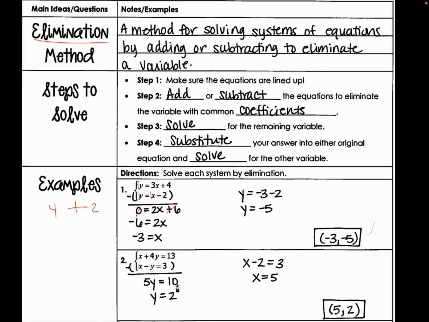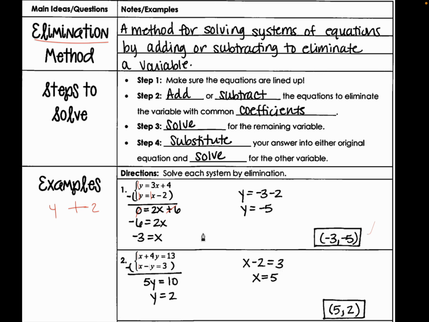13 minus 3 is 10. And to get the y all by itself, we divide both sides by 5. We end up with y equals 2. If we plug that back in to this equation here, it's x minus 2 equals 3. We move this -2 to the other side. It becomes a positive, so 3 plus 2, that gives you 5.